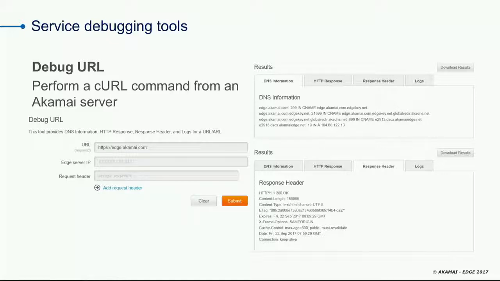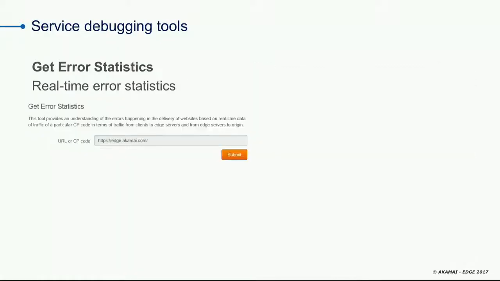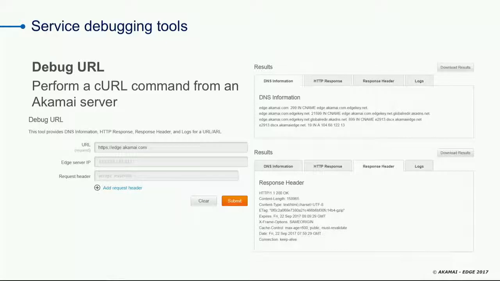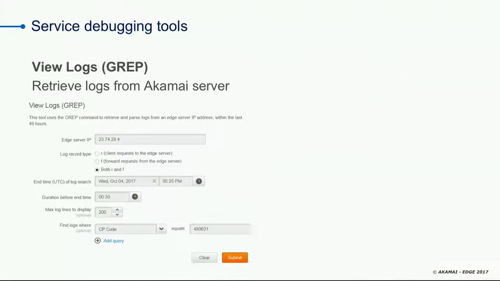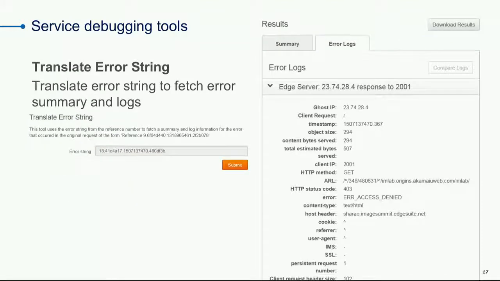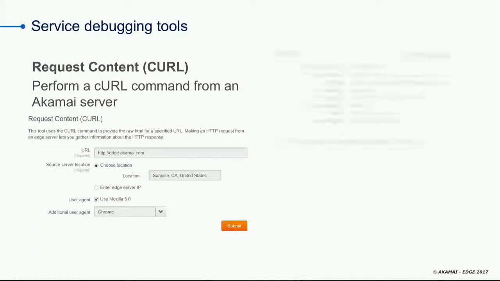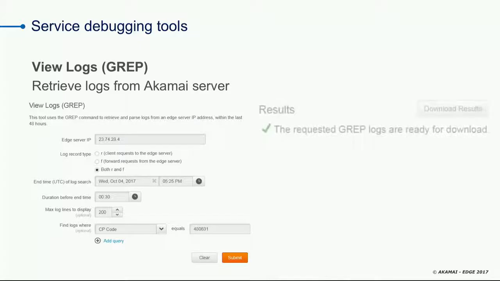The HTTP response tab provides basic information about which Edge server was used for the request, the origin server host name, and the origin server IP. You can also get response headers. And what is most important, you can see logs in exactly the same format as we saw on this page. So finally, you were able to replicate the problem.